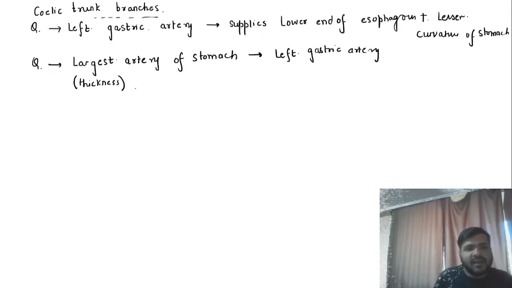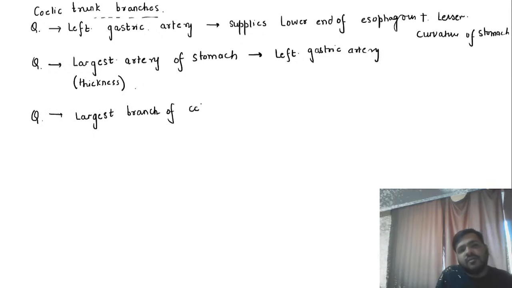Now, if I ask you another question, what is the largest branch of the celiac trunk? Remember, the largest branch of the celiac trunk is the splenic artery. We have three branches: the left gastric artery, the splenic artery, and the common hepatic artery.